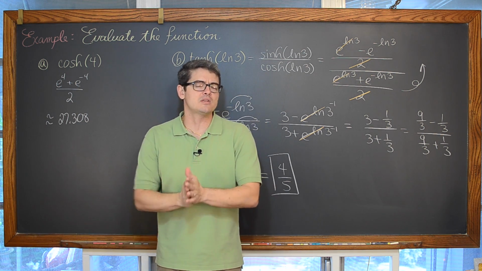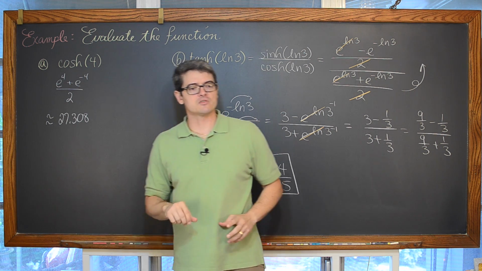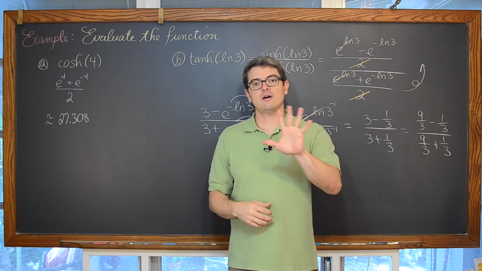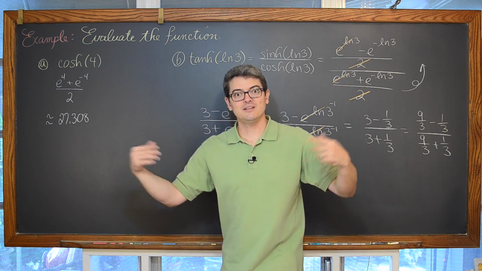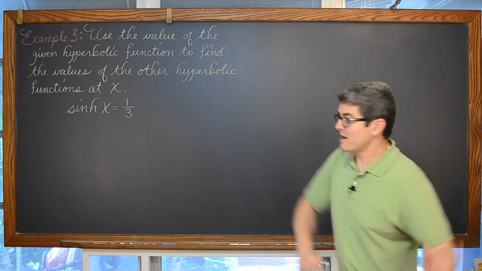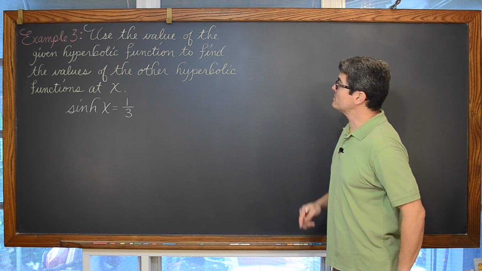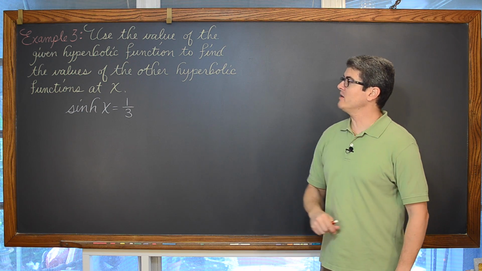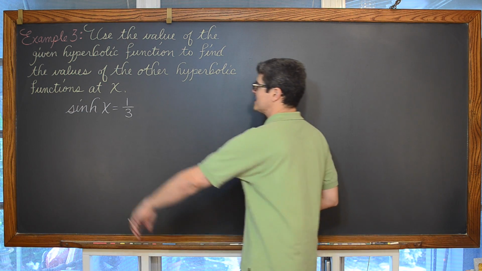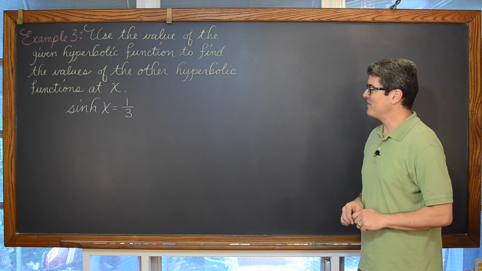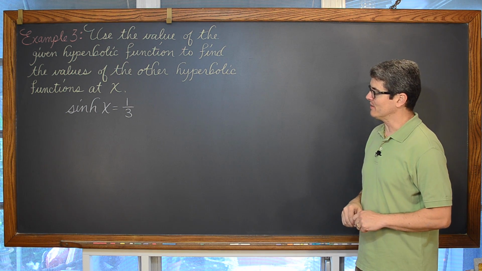Now let's move on to taking a given hyperbolic function's value and using that value to convert into the other 5 hyperbolic functions. Alrighty then, example 3. Use the value of the given hyperbolic function to find values of the other hyperbolic functions at x, and the given function is the hyperbolic sine of x is equal to 1/3.